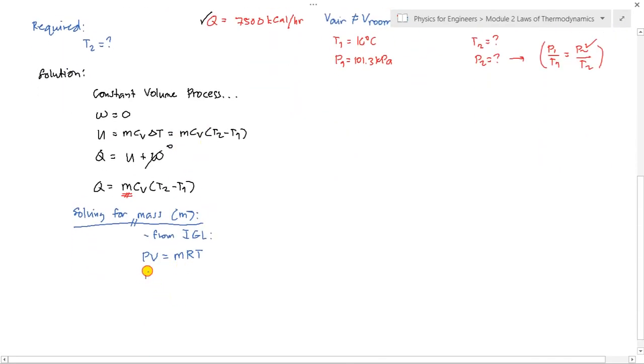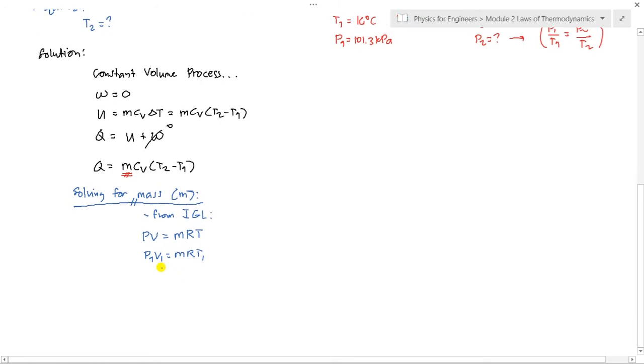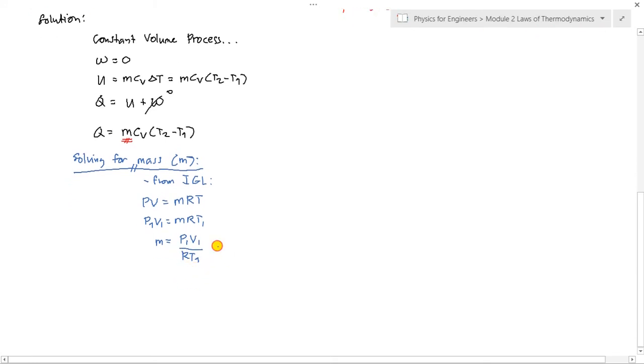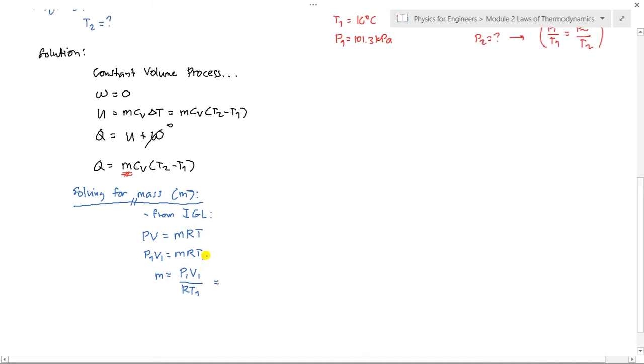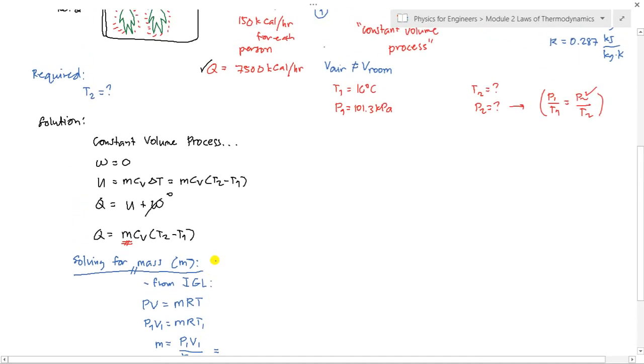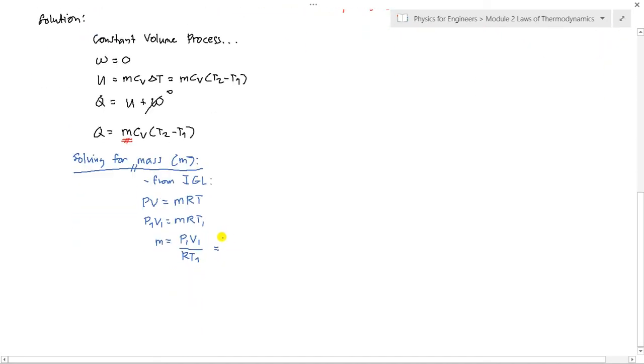So here we can say that for the initial state we have P1 V1 is equals to m R T1. So here we can now solve for m. That is m is equals to P1 V1 over R T1. So solving for the mass, we have given P1. So P1 is equal to 101.3, in kilonewton per square meter.